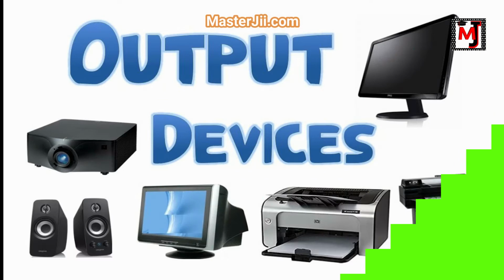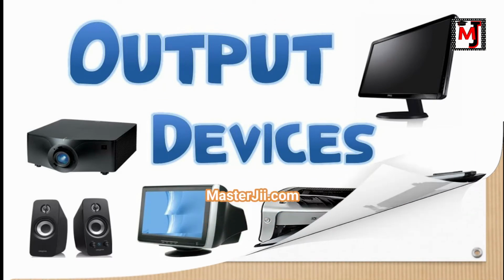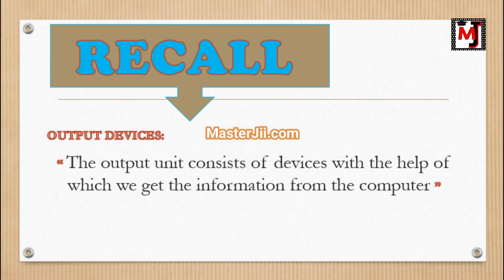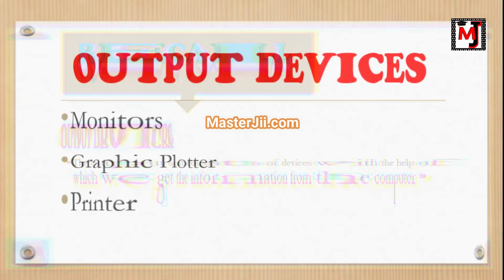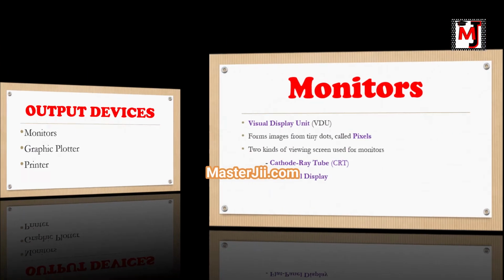Now moving towards our lecture. Before describing the types of output devices that are mostly used in our daily life, we will recall what output devices are. The output unit consists of devices with the help of which we get information from the computer. Now, we will discuss the mostly used output devices in our daily life, that is, monitors, graphic plotter, and printer. First of all, monitors.